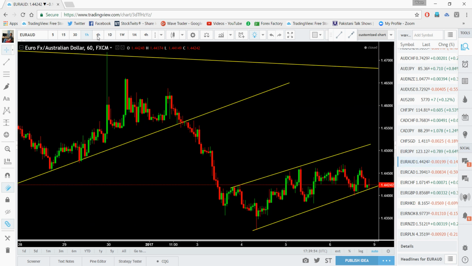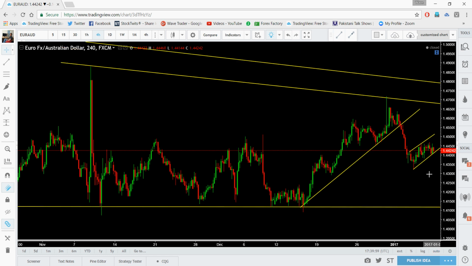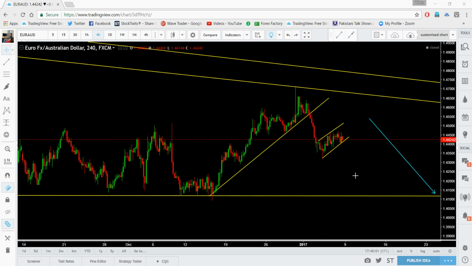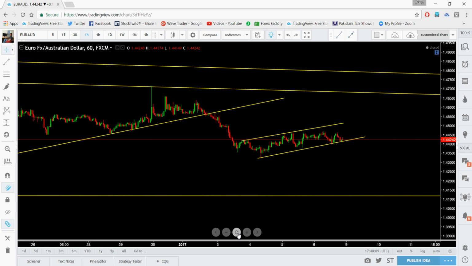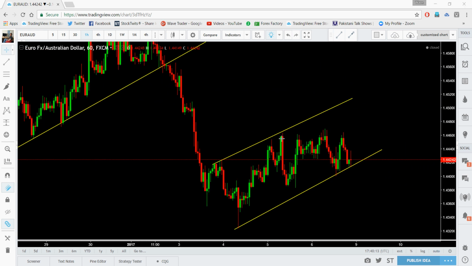Euro AUD, we can see it is forming the trend continuation pattern. In last meeting we have spoken about this. The point to watch here is this: it cannot break to the upside from this point, so be careful. It can hold this point. You guys need to watch this place for the short.